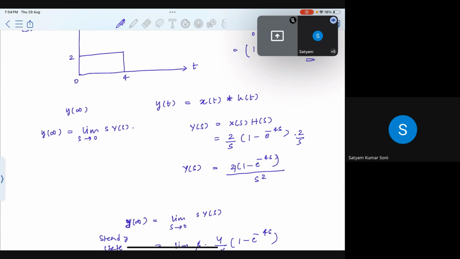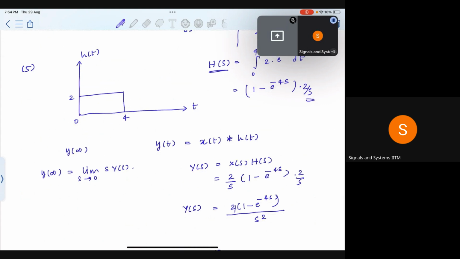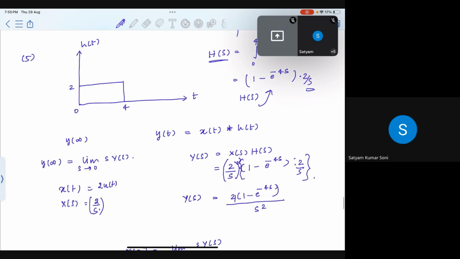But why 2 by s two times? This is h of s, right? Your x of t is given as 2 times u of t. What is your x of s? 2 by s. So one 2 by s corresponds to x of s. The other 2 by s corresponds to h of s. Okay.